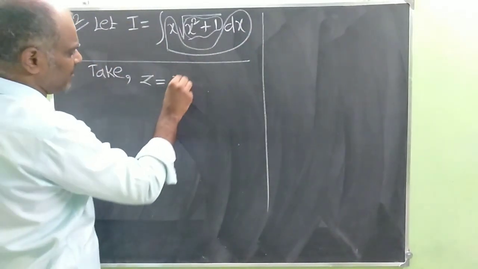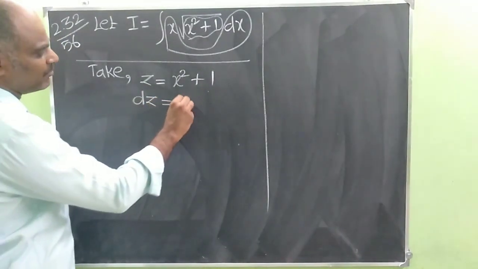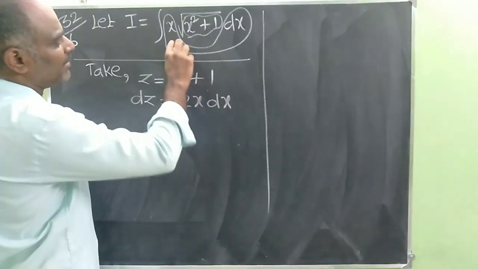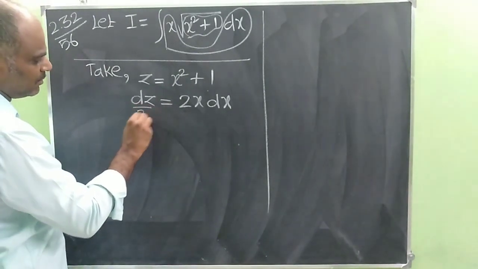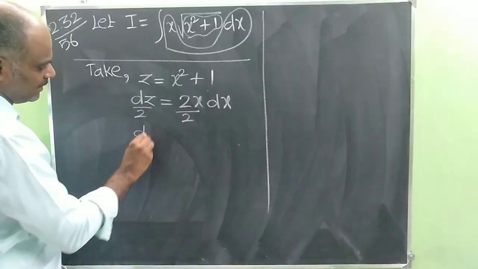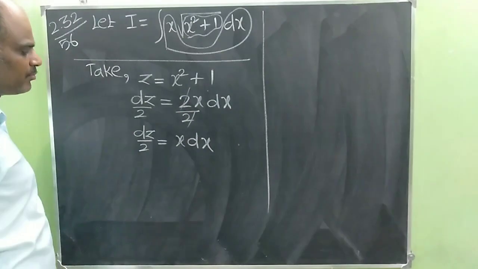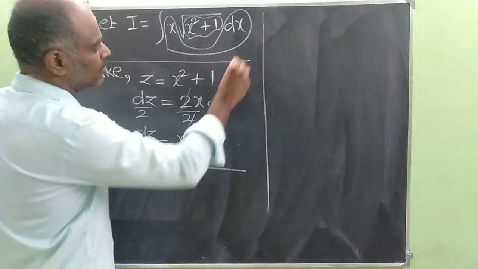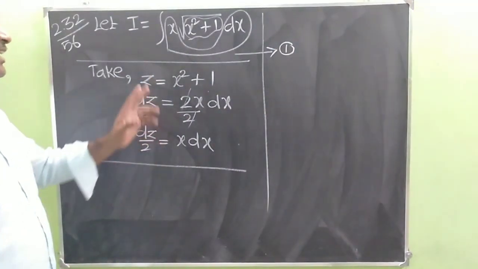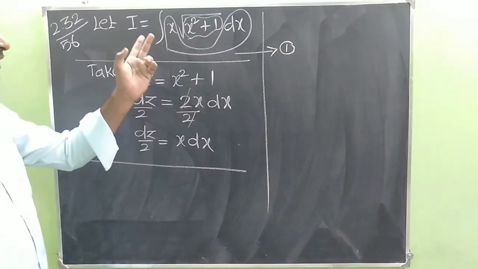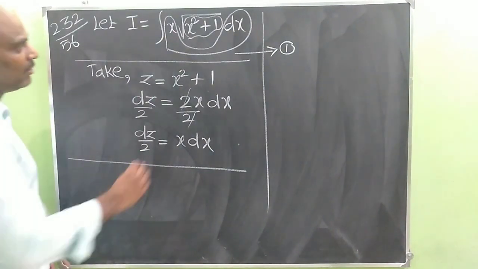Very simply, z equal to x squared plus 1. Next, derivative with respect to x: dz equal to 2x into dx. But we have x into dx, so send this 2 to the opposite side, that is, divide by 2 on both sides. dz by 2 equal to x into dx. This is equation number 1. You don't leave any variable. You change all x into z and dx into dz.